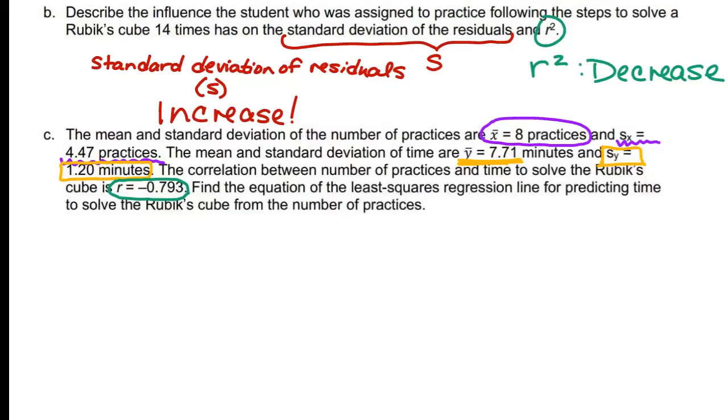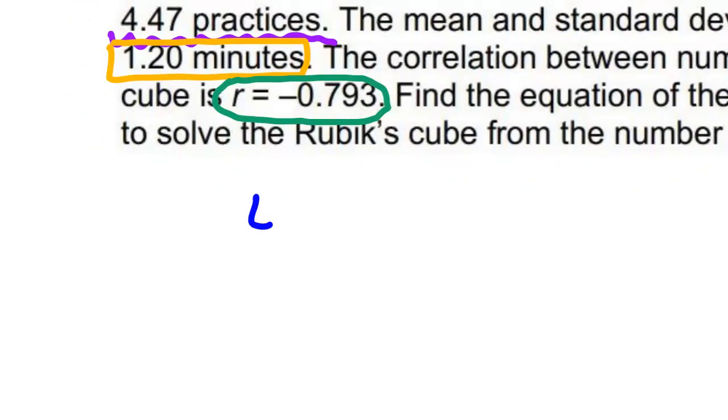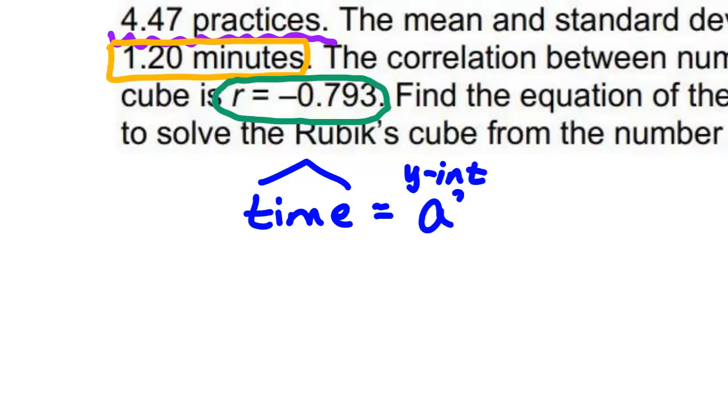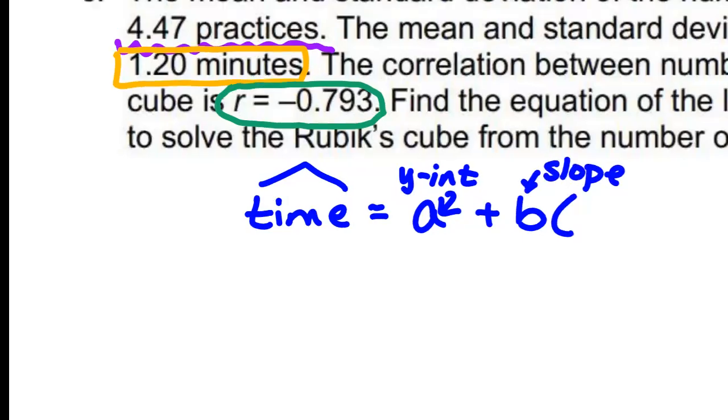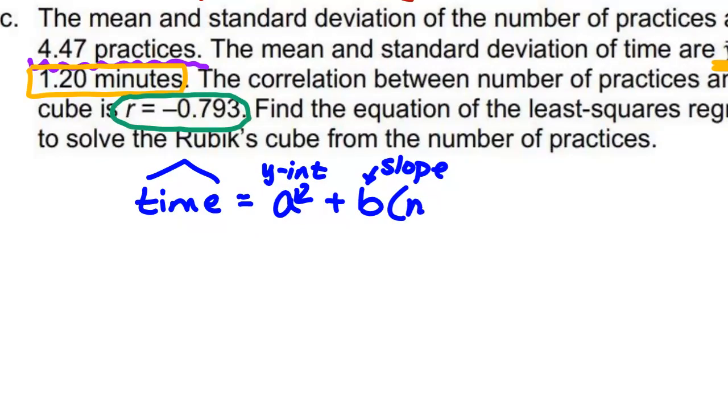So my equation is going to be time hat, because that's my y variable, equals a, that's my y-intercept, plus b, there's my slope, multiplied by the number of practices.